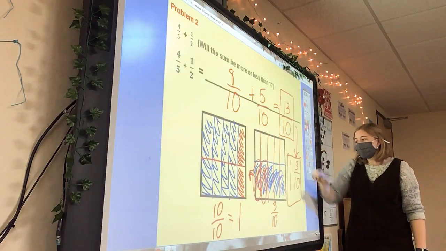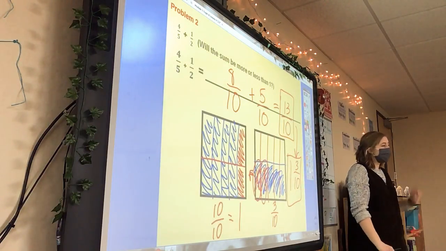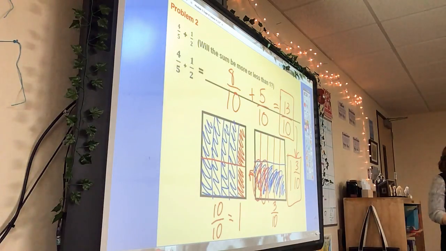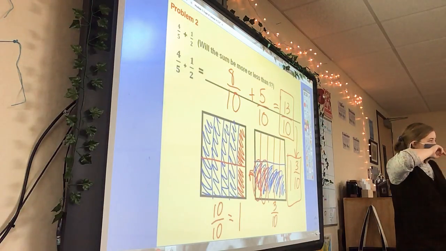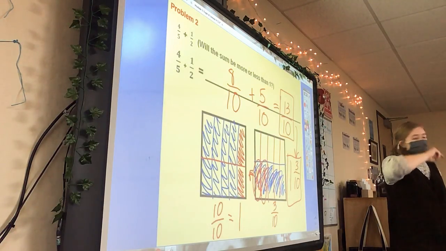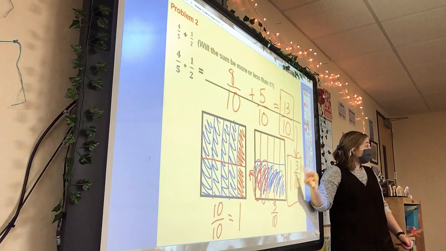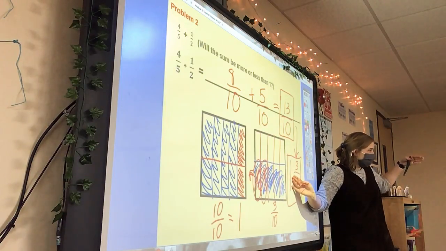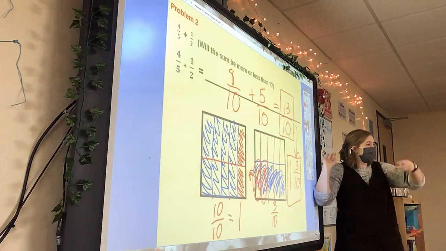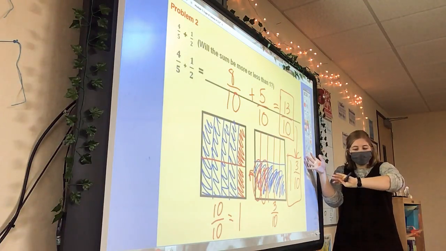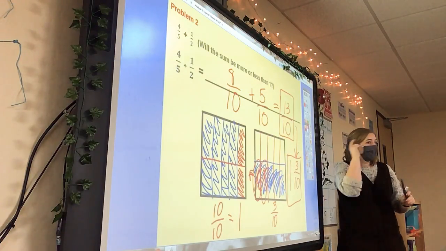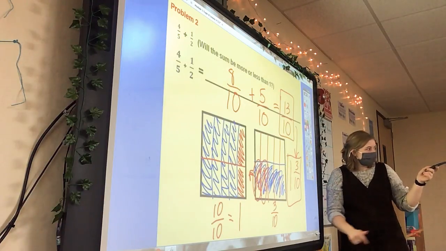All right, if you were to put this on a number line, someone raise your hand, tell me where it would fall. Diego, what do you think? Between what numbers would that 1 and 3 tenths fall? Not quite. What's our whole number? 1. So 1, what's the next number after 1? 2. So yeah, it's going to fall between 1 and 2. So are we staying true to what our objective said today? Yes.